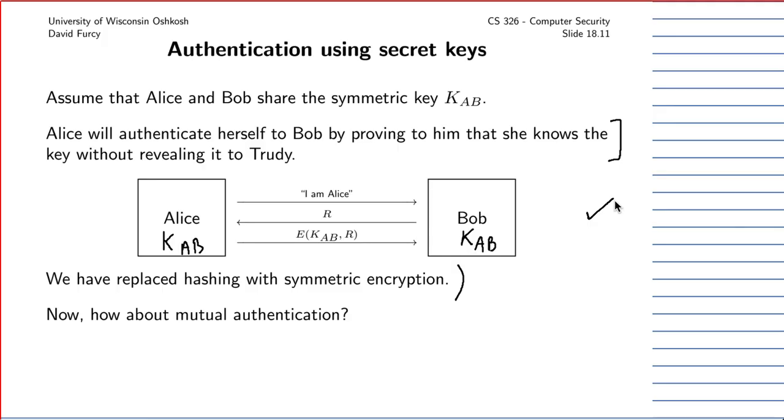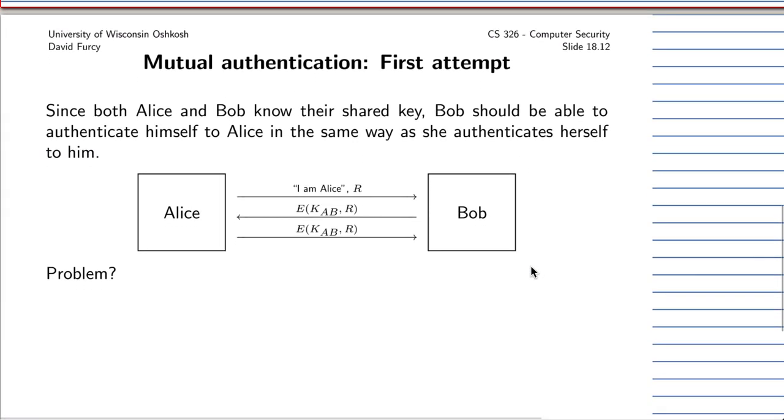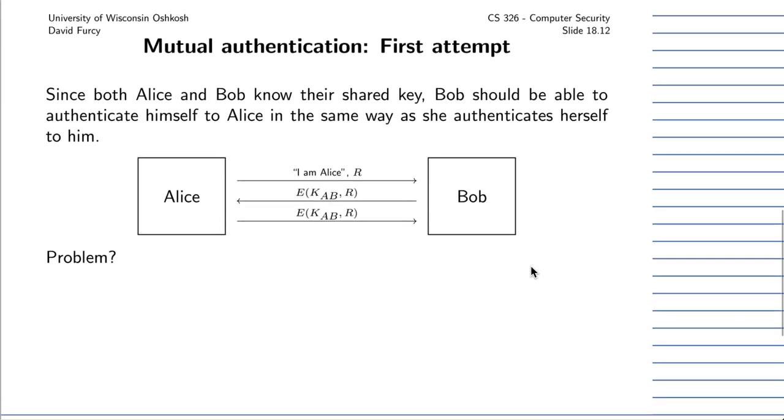Now, something that we need in many scenarios is what we call mutual authentication, where it's not enough for Alice to authenticate herself to Bob, but Bob is also expected to authenticate himself to Alice. And this protocol does not do mutual authentication. So how about we try to do the following thing? Because both Alice and Bob know the shared key, then Bob should also be able to authenticate himself to Alice using that key, the same way we just explained Alice can authenticate herself to Bob. So here is one way that we could try to do this.